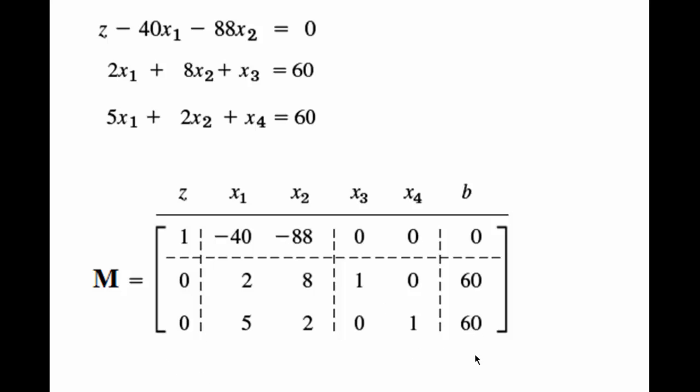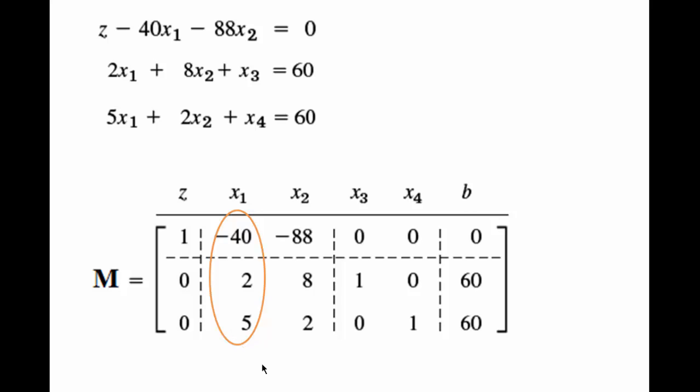Now, in order to maximize the function, we need to remove all negative numbers in the first row. First of all, we are going to select the first column that contains a negative number from the left. So this is the first column that contains a negative number starting from the left, minus 40. So we're going to select this column as the pivot column.